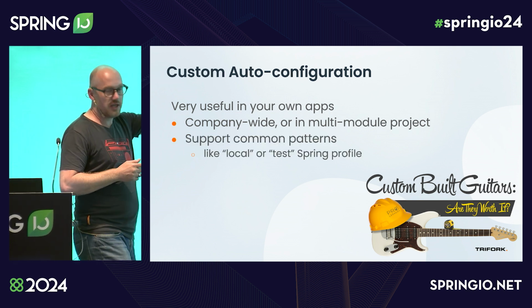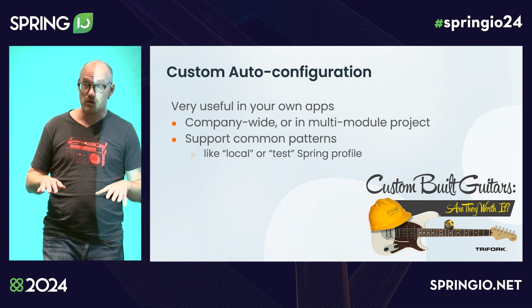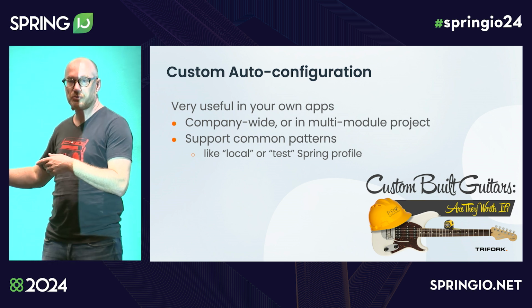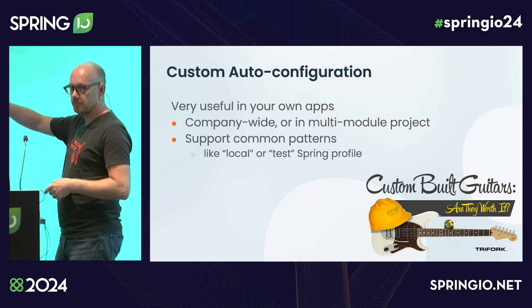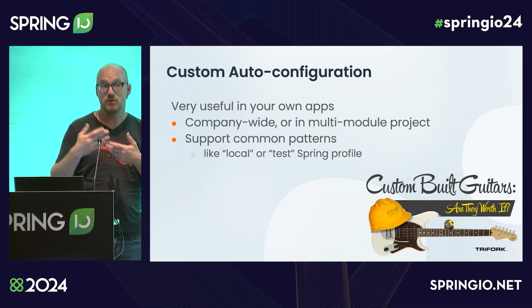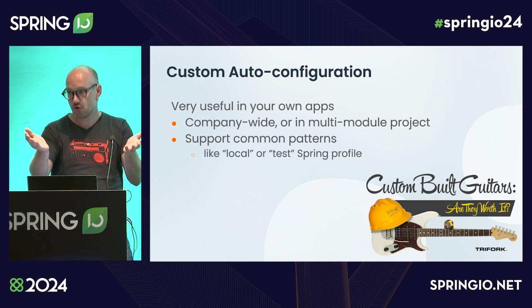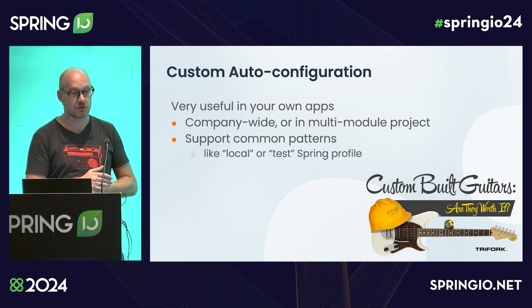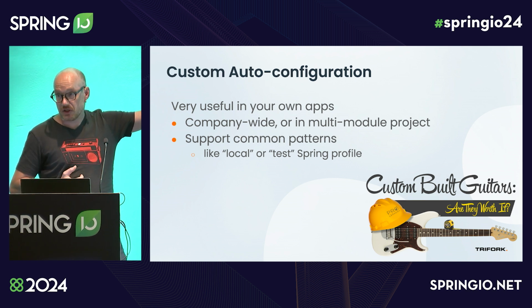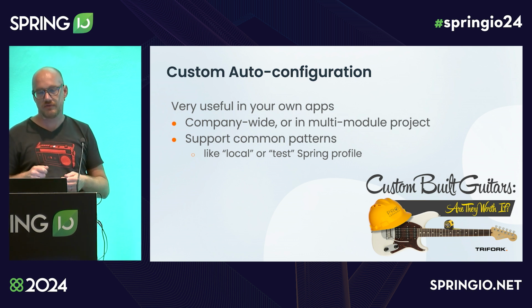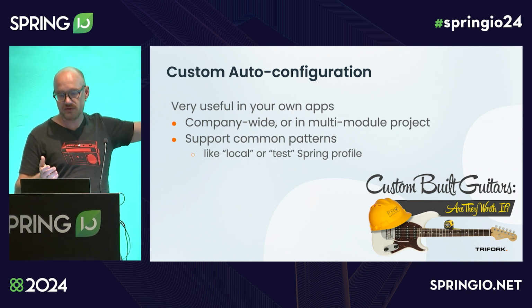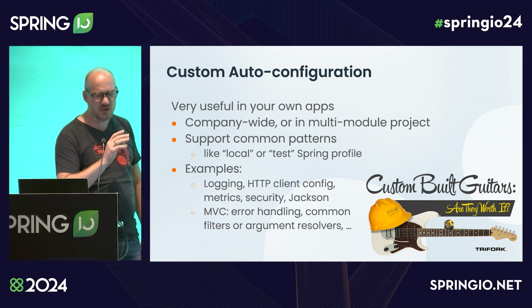And you can support common things, right? For example, one convention that we always use is that I have a local Spring profile enabled when I run stuff on my laptop, rather than in some deployed environment. Then I can automatically configure certain things. If that's a common convention in your organization, your auto configuration can deal with that and say, if the local profile is active, then I'm going to do some other stuff, for example, log more details or something like that.